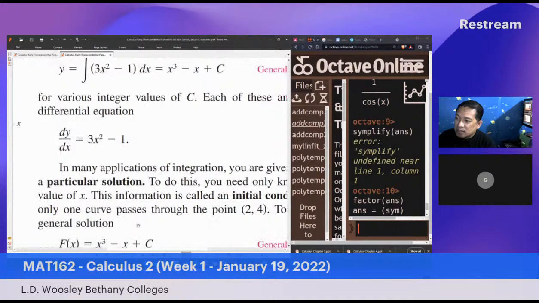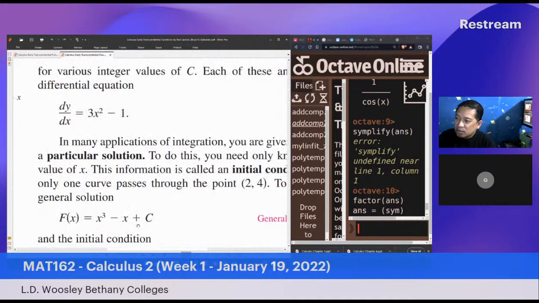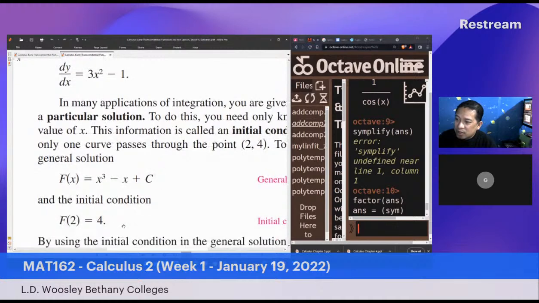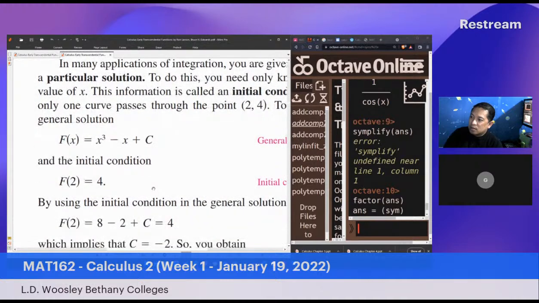Okay, for instance, if this is the general solution, the initial condition is f of 2 is equal to 4. So this is one curve that passes through 2 and 4, meaning this is a general solution, but the specific requirement has an initial condition of passing through point (2, 4). So it follows that f of 2 is equal to 4. By that, we could solve for the constant. And how will you do that? So we just substitute f of 2 here.